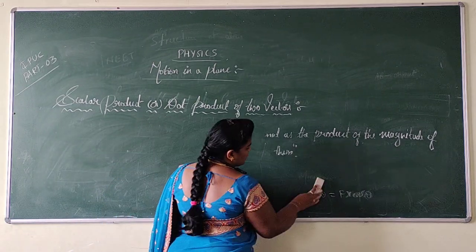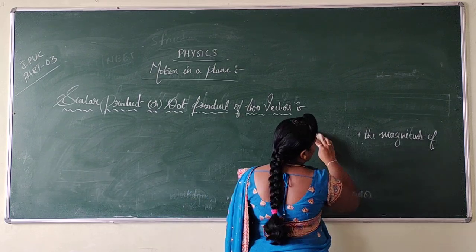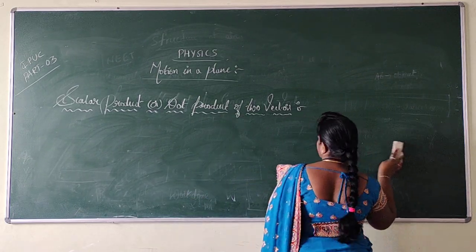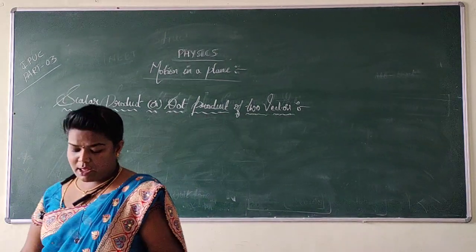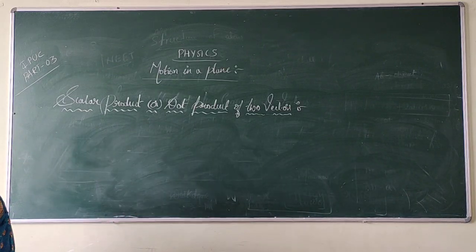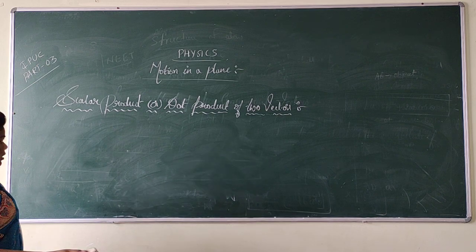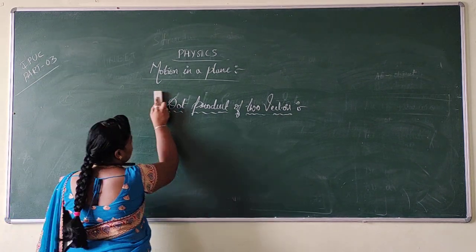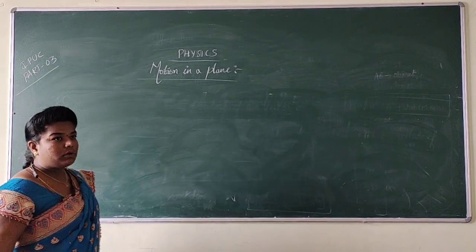My dear students, we can even explain the scalar product with the help of different angles. Suppose I write the two vectors here. Let me show you the two vectors. Take a note.